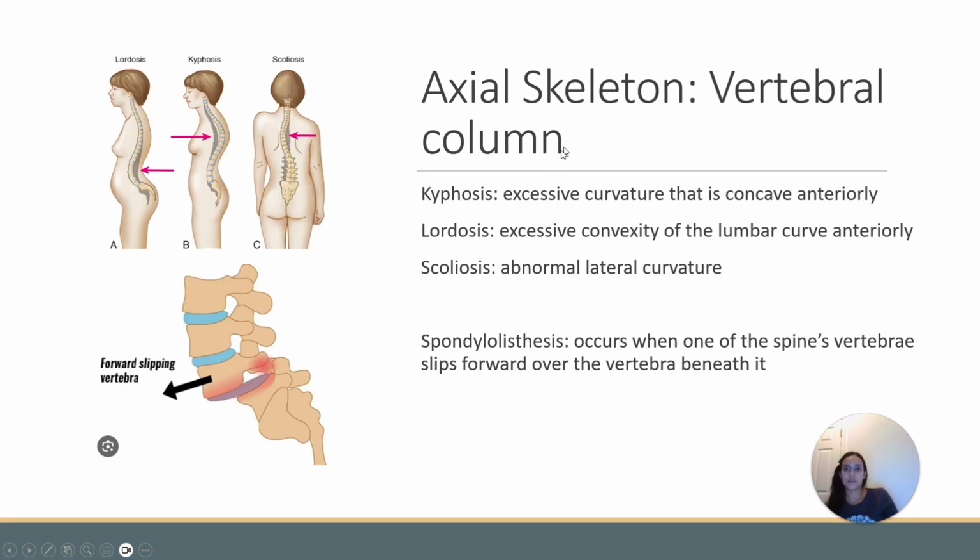And let's see, the vertebral column. There are also curvatures that are not normal or not average. These are when you see kyphosis, lordosis, or scoliosis. Kyphosis is an excessive curvature that is concave anteriorly. Kyphosis is this middle picture here. If you're looking at it from the anterior, you have an excessive curvature in the concave direction, usually seen in your T-spine.